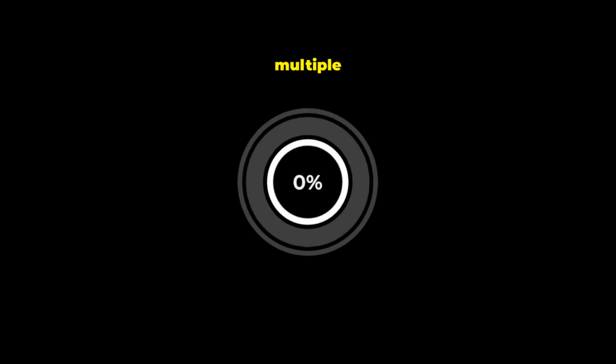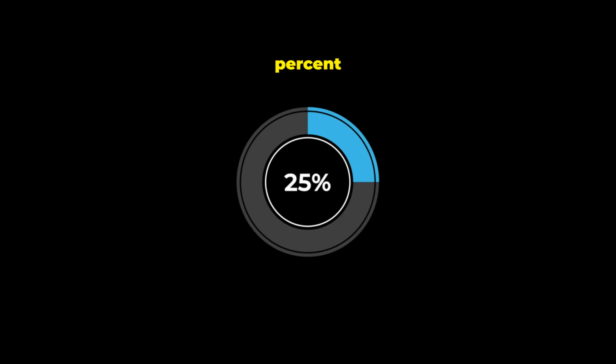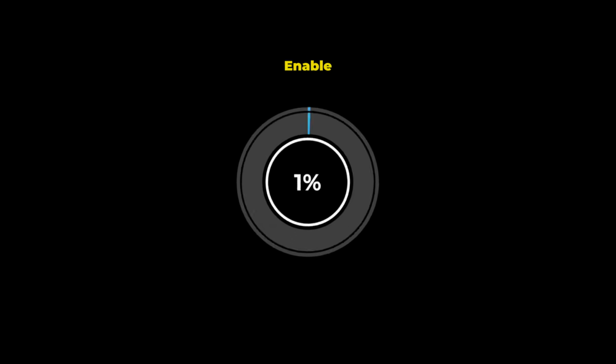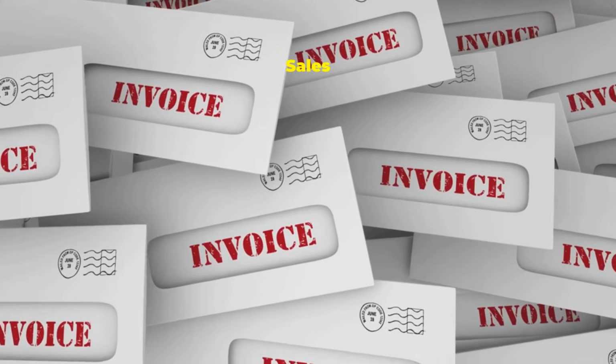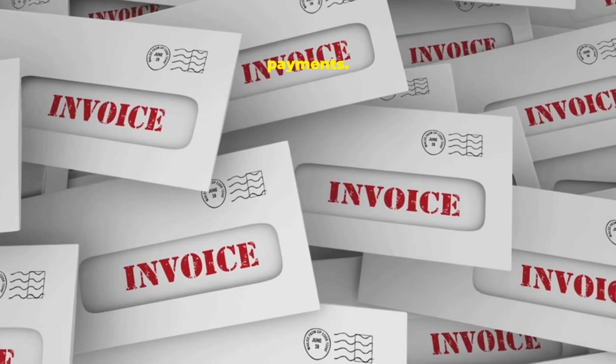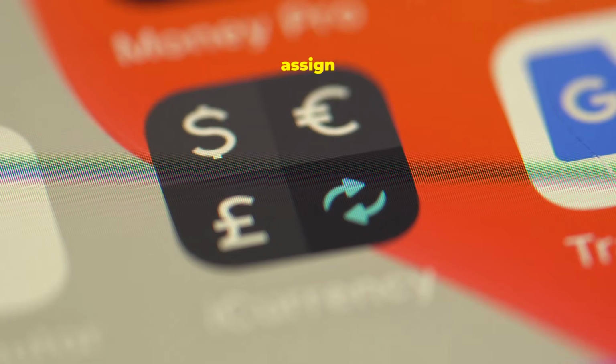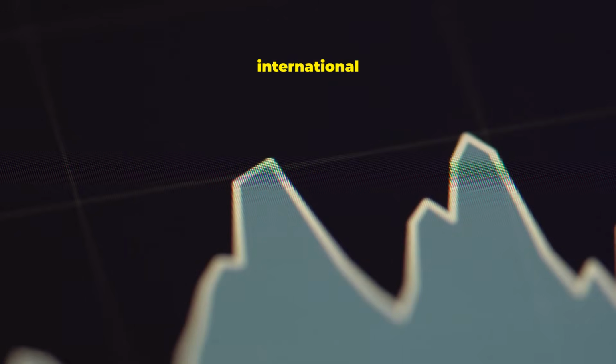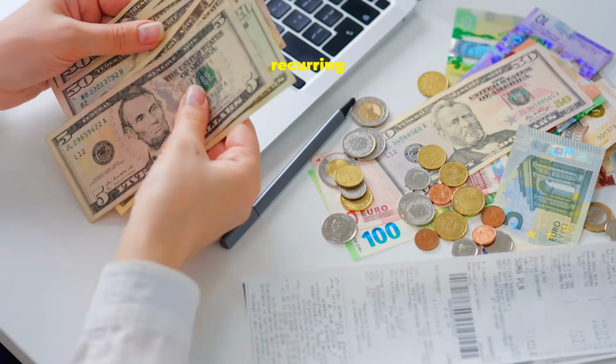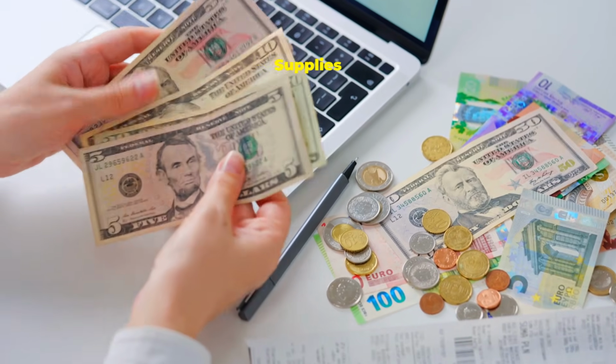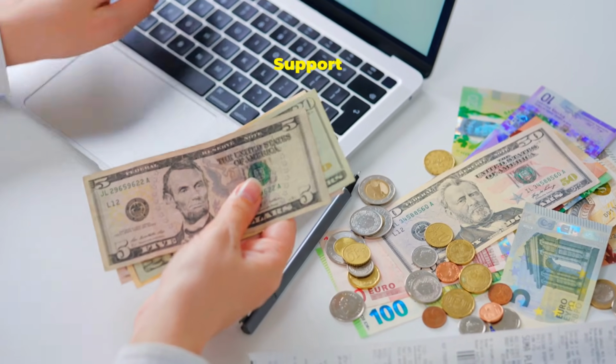Split estimates into multiple invoices, like 30% upfront, 40% mid-project, 30% on completion. Enable automatic late fees in sales settings to encourage timely payments. Turn on multi-currency and assign a currency per customer for international invoicing. Exercise 5. Set a recurring monthly invoice for Green Valley Supplies for a $200 IT support fee.